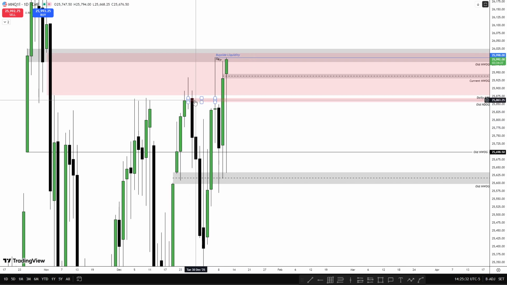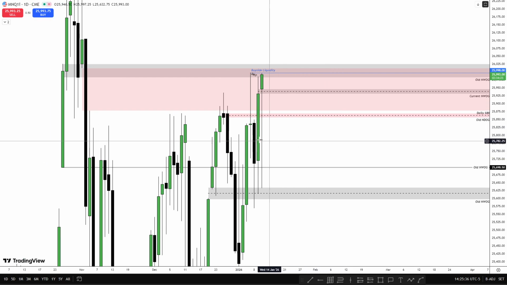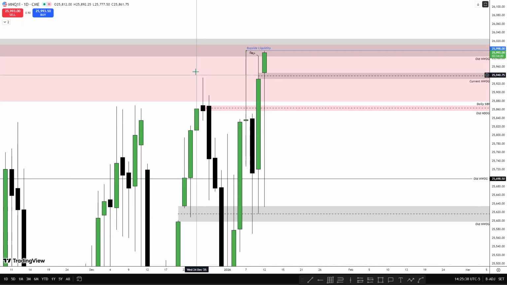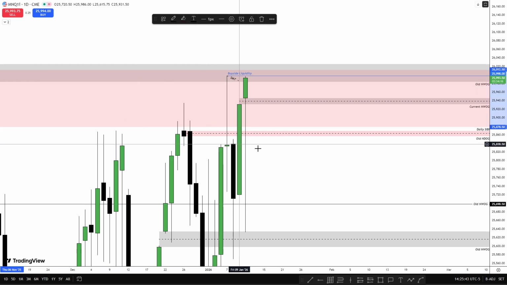I mean, I don't know. Wait, that's a bearish order block. Yeah. So we've closed. So I have a bullish bias for today. Yeah. No reason to take a short right here.